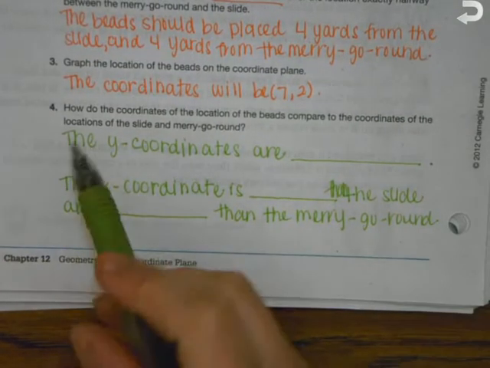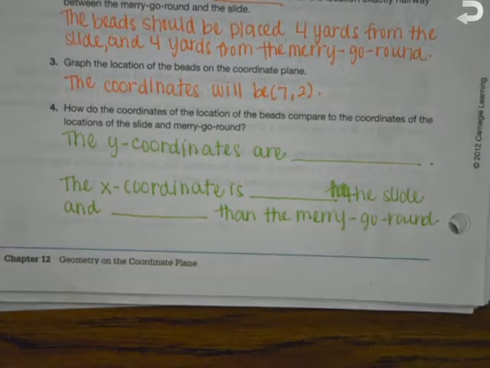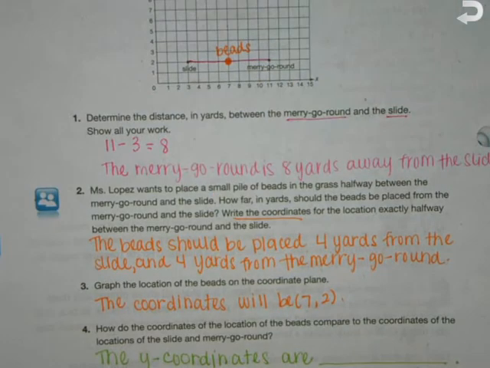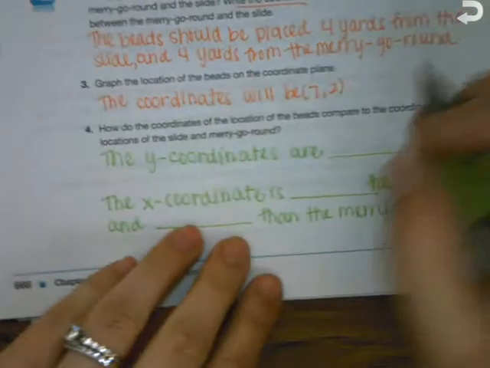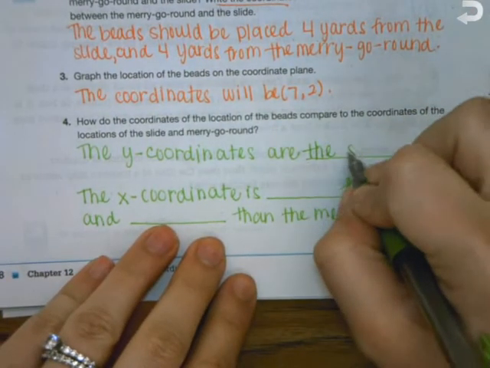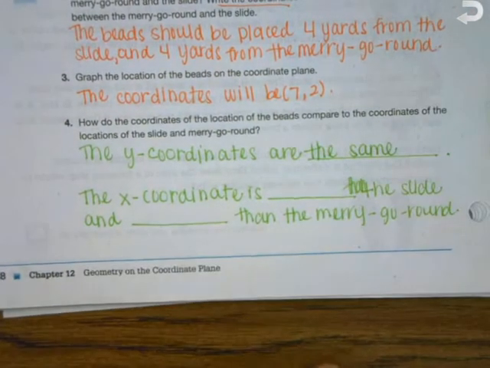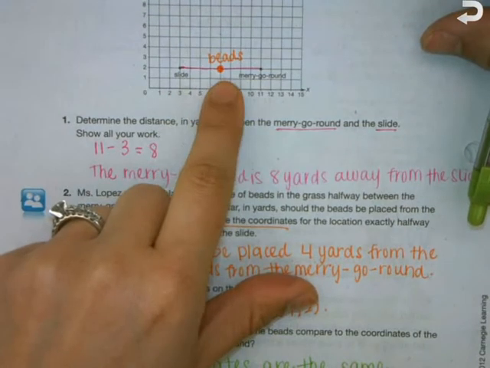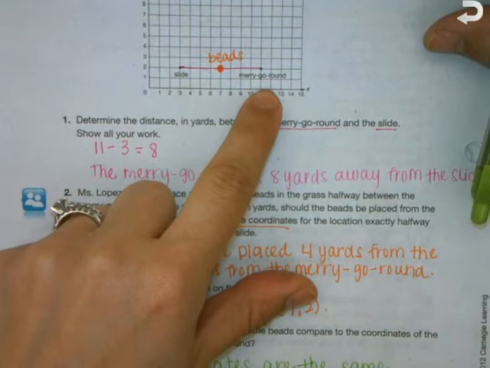So what about the y coordinates? The y coordinates are what? 2 for everything. So they would be the same. So the y coordinates are the same. Okay, because the y coordinates of the slide, the beads, and the merry-go-round were all 2.